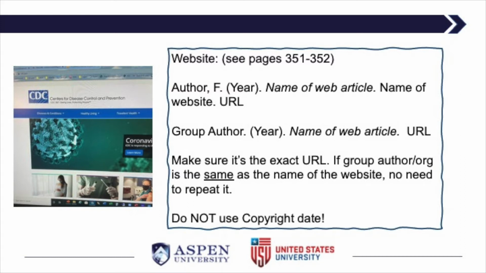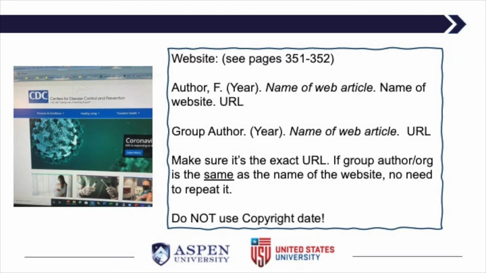However, if the group author is the National Institute of Health, but they posted something on the Centers for Disease Control and Prevention, then you would have to put the group author as the National Institute of Health, the year, the name of the web article, the name of the website, which would be Centers for Disease Control and Prevention. That is written in regular font, and then the direct URL. In terms of dates, if there is not a date identified on that web article where you would put the year of publication, you'd put the N period, D period, which stands for no date.